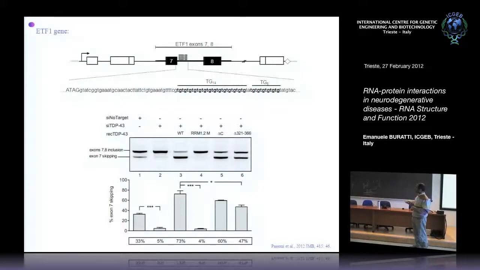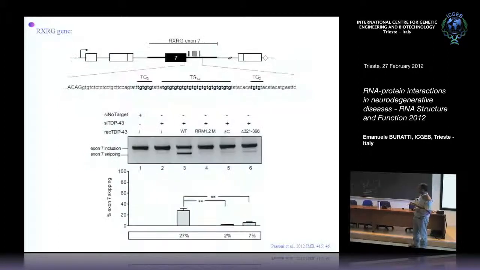for the ATF1 gene, where also near to the exon 7, there were these UG repeats, and when they were inserted in the minigene, we saw skipping of exon 7. And we removed TDP43; in this case, TDP43 was acting as a negative regulator, because when we removed it, there was inclusion, and also when we put back the wild type, we recovered the skipping ability. So another one was the retinoid X receptor.